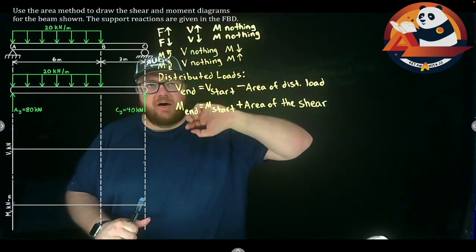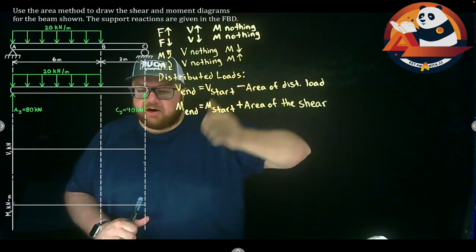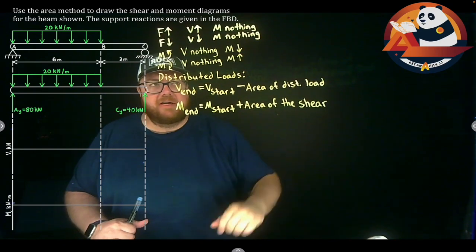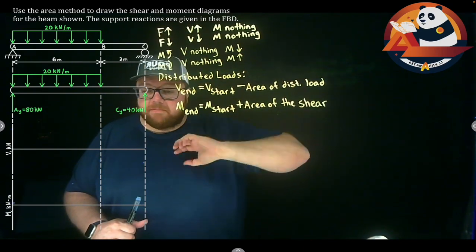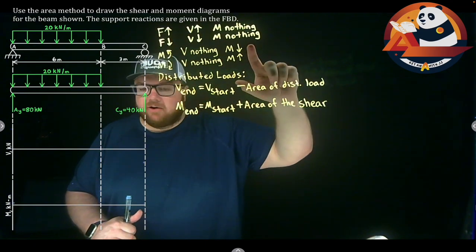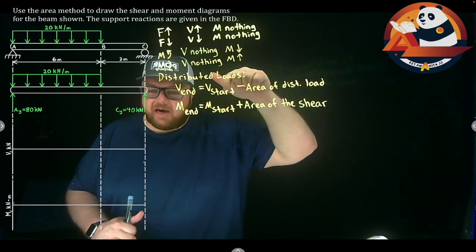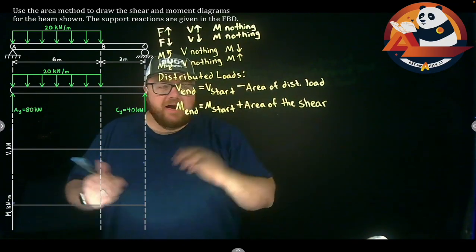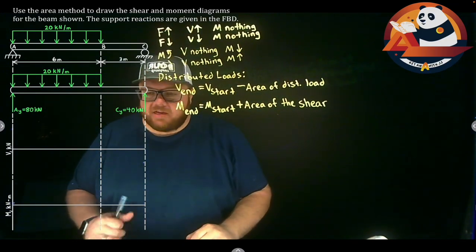We know if we have a force that acts up, our shear diagram immediately goes up. If our force acts down, our shear diagram immediately goes down. That force will cause no immediate change in our moment diagram. So we just keep going with other rules there. A counterclockwise couple moment would make our moment diagram immediately decrease. Clockwise would make it immediately go up and do nothing to our shear diagram.